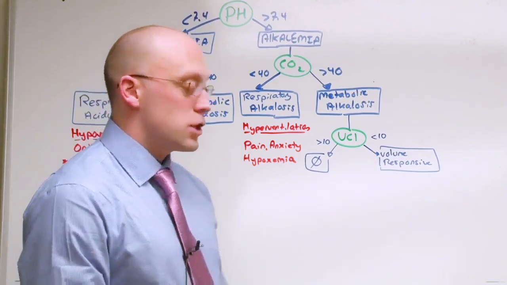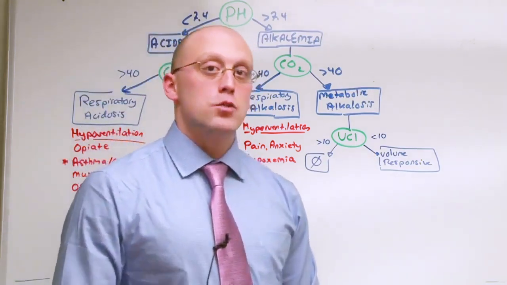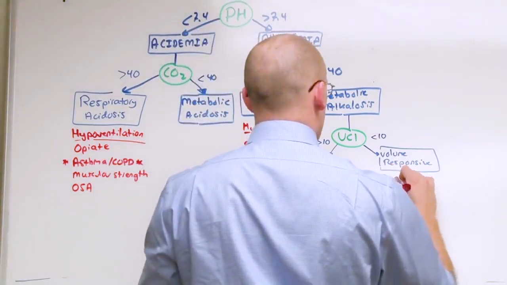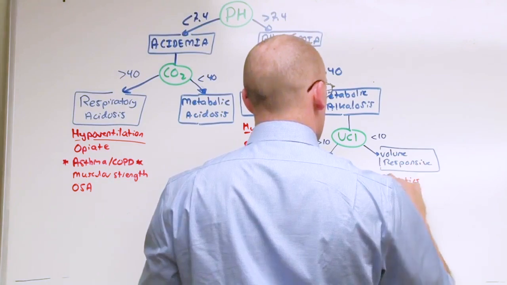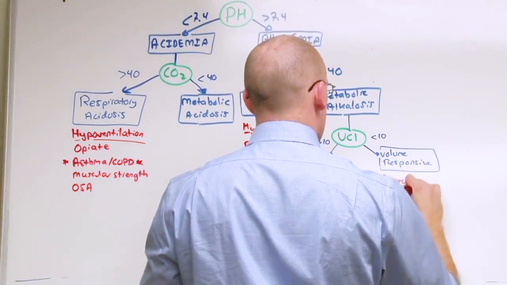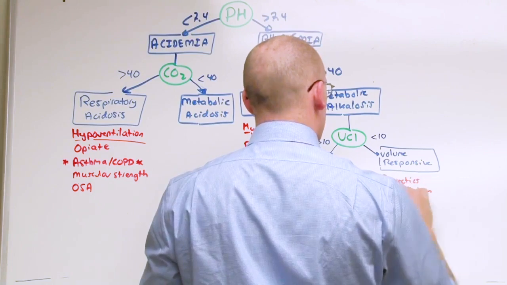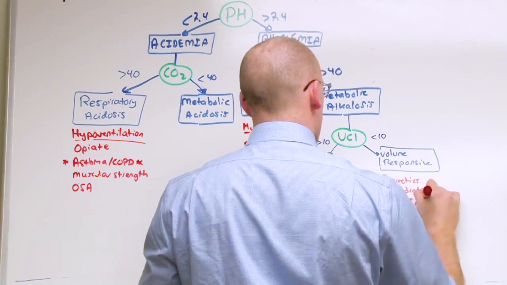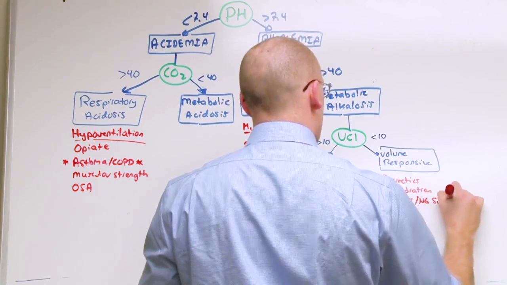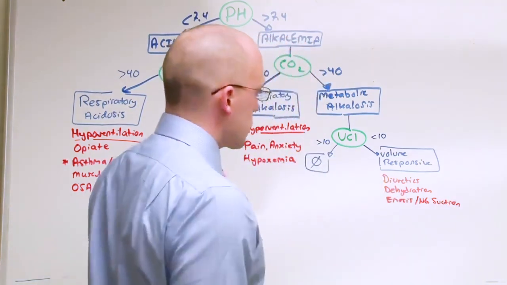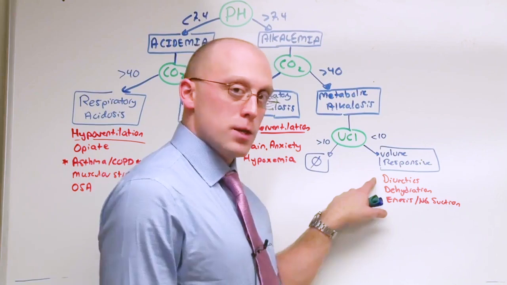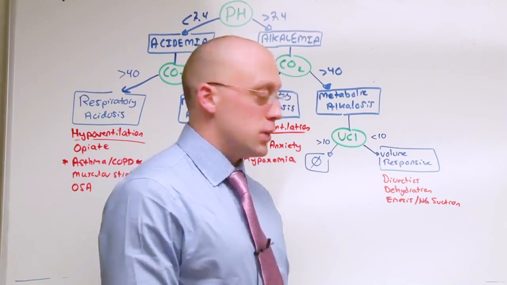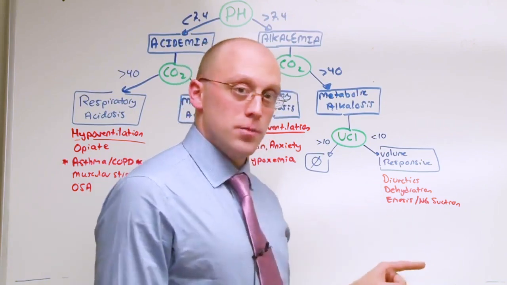Volume responsive conditions are going to be those things that lead to volume depletion. Diuretics, dehydration, and emesis. You might also see this in the way of the NG suction. The diuretics might trip you up a little bit because they cause sodium wasting, but what you should look for in the vignette is a reason why they're volume down.